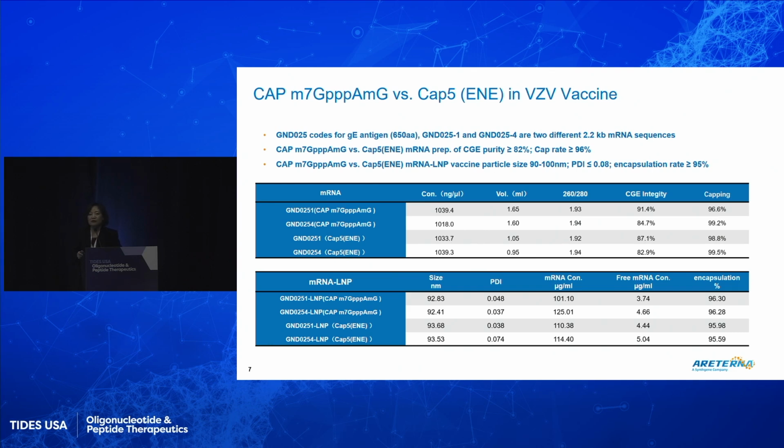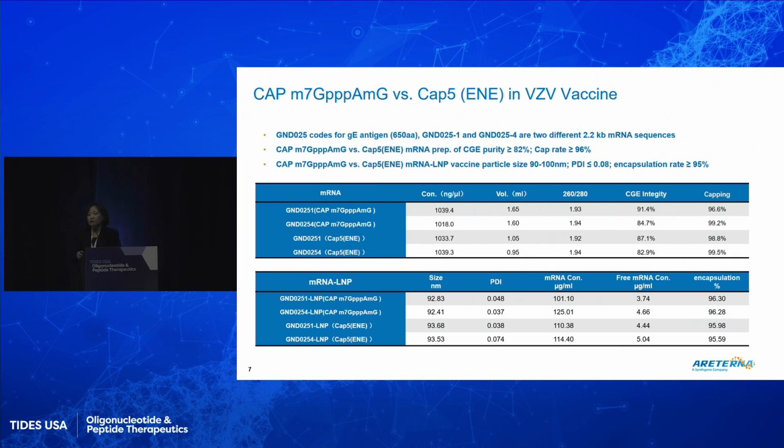Both mRNA constructs encode the same antigen. The mRNA is about 2.2 kb. We also cap the mRNA with 2 different caps. One is the benchmark GAG, the other one is our own Cap5. If you look at the quality attributes of the mRNA in the top table, the top 2 rows are the 2 different constructs capped with GAG. The bottom 2 rows are the 2 different constructs capped with Cap5.